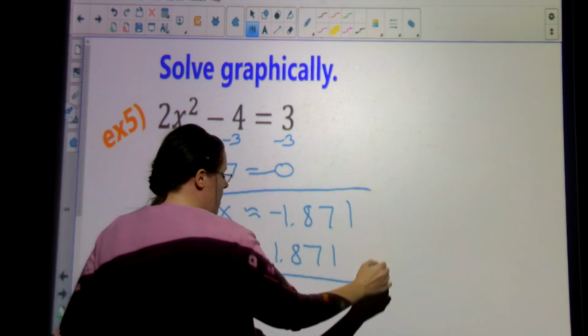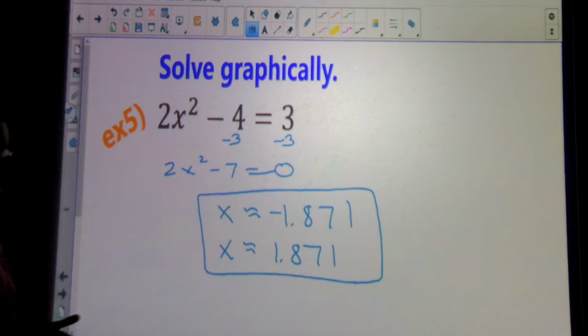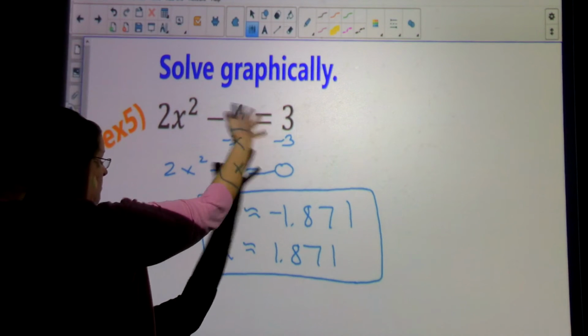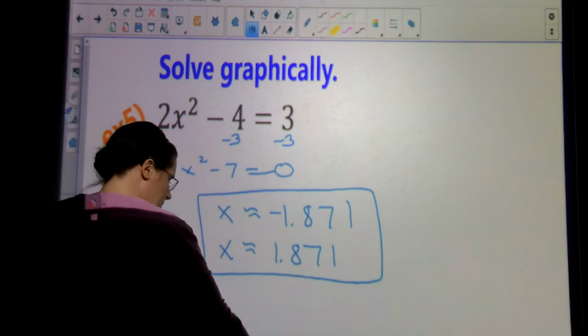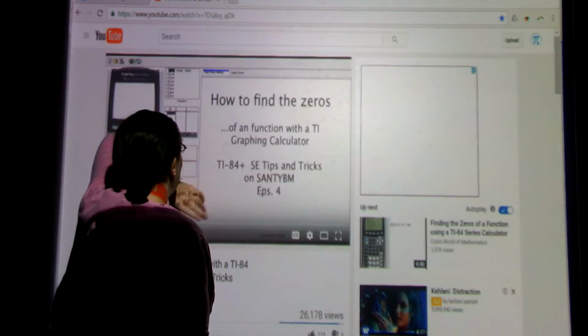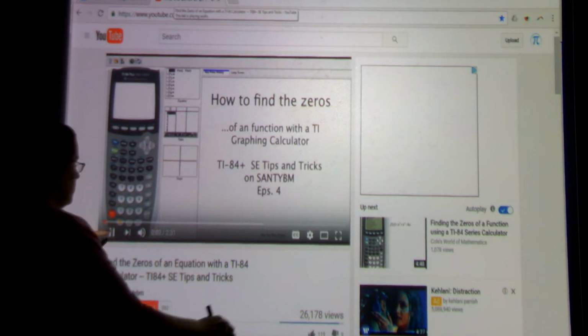Okay, now that is with an Inspire. Now, the 84s and 83s are a very similar process, but like I said, I do not have an 84 I can pull up and show you. So bear with me, we're going to watch a 2-minute video on how to find the zeros.